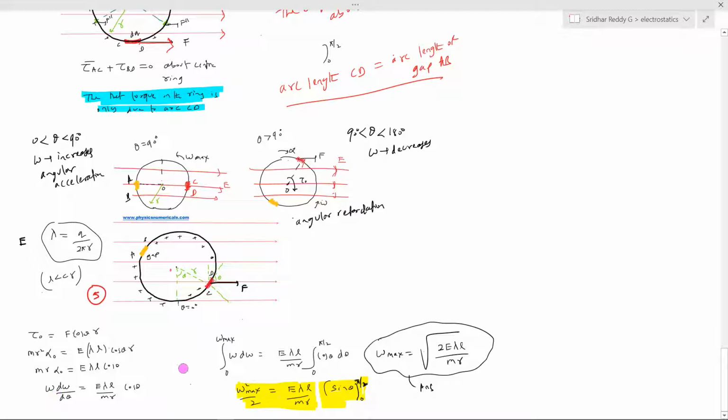Let me simplify for omega d omega: E lambda L mr cos theta d theta. So when will it have maximum angular velocity? When theta becomes 90 degrees. So the limit will be 0 to pi by 2. Integral of cos theta will be sin theta, so this quantity will become 1. So the maximum angular speed of the ring will be 2e lambda L mr.